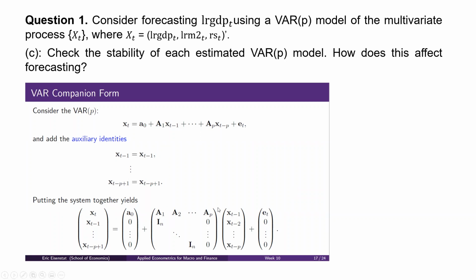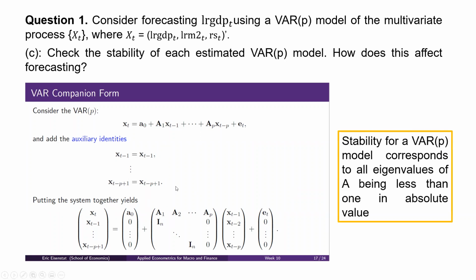When you transform it to companion form, you get a system that looks like this, right? With all your variables, your intercepts, your coefficients, your lagged values, and the error terms. If you take this huge matrix that's called A tilde, and you calculate the eigenvalues of that matrix, if those eigenvalues are all lower than one in absolute value, that way we can confirm the stability of the VAR model.